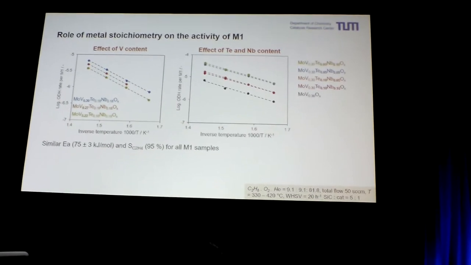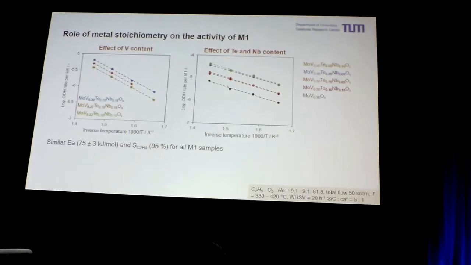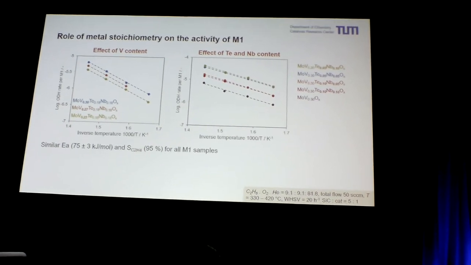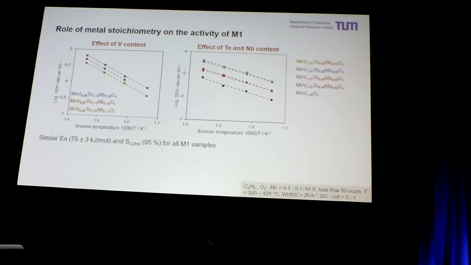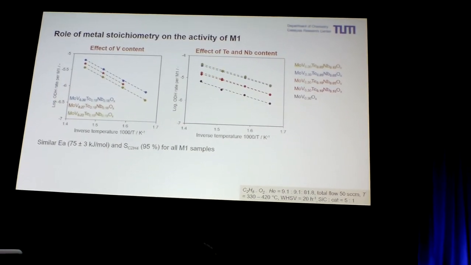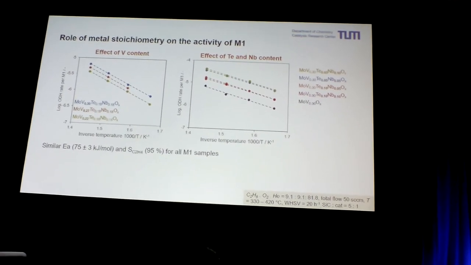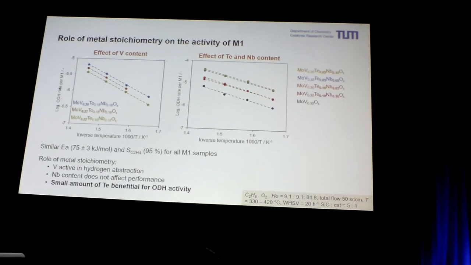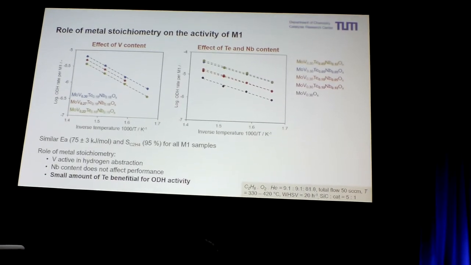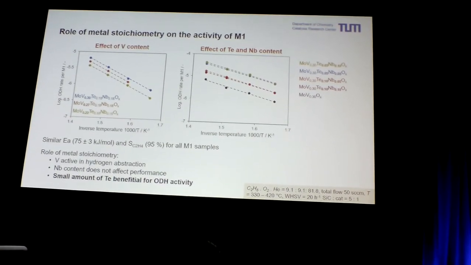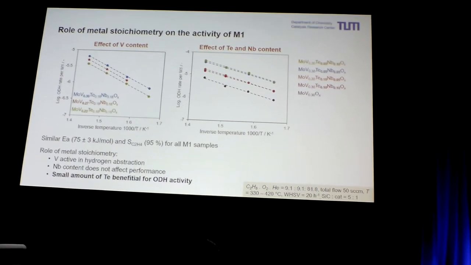And now that we have optimized the vanadium content, we keep the vanadium to molybdenum ratio at 0.30, and we change the tellurium and niobium content. Here you can see that we can prepare a molybdenum vanadium catalyst without any tellurium or niobium, but the activity is lower. And then when we have tellurium and niobium, it increases. Indeed, it looks like the niobium content doesn't have an effect, but for the tellurium, if we have a tellurium to molybdenum ratio of only 0.05, we reach the highest activity. And when we increase it to 0.10, the activity goes down a little bit.